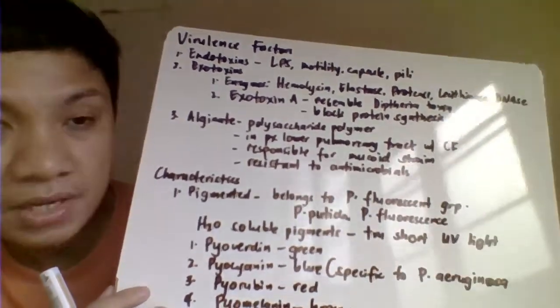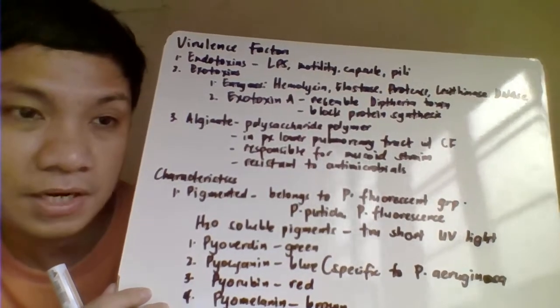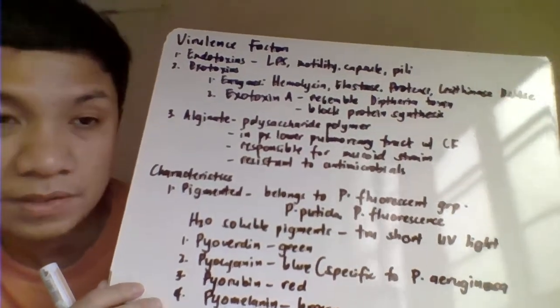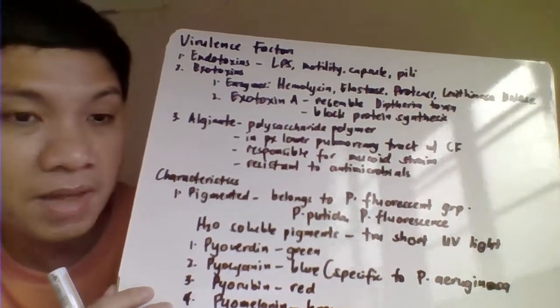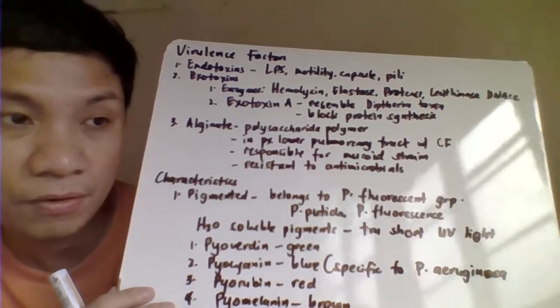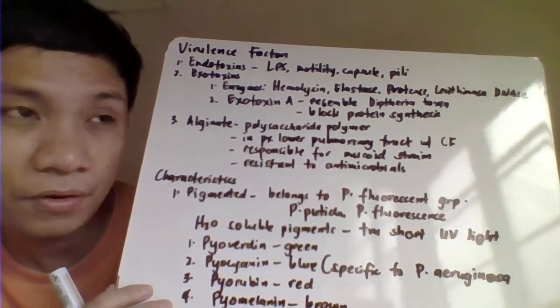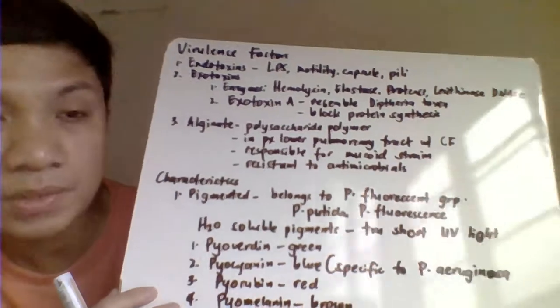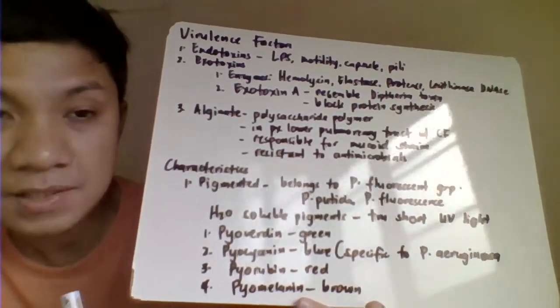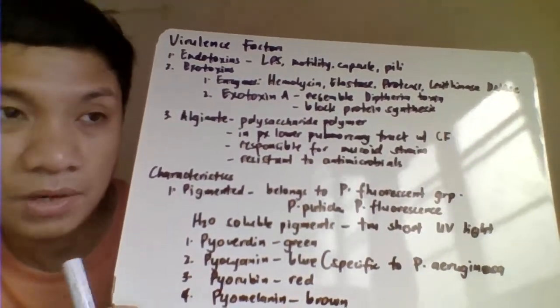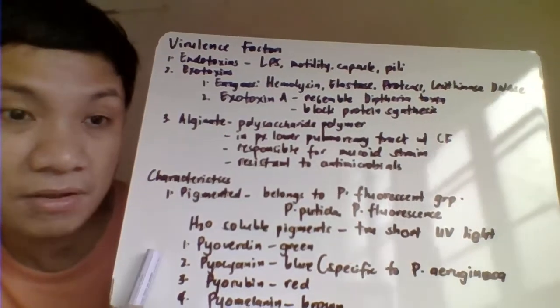Then some strains also produce pyomelanin, which is a brown pigment. Others produce pyorubin, which is red. But the pigment highly specific for Pseudomonas aeruginosa is pyocyanin.